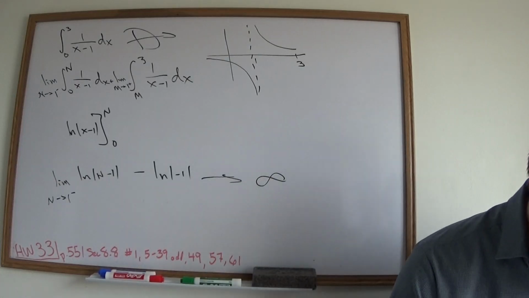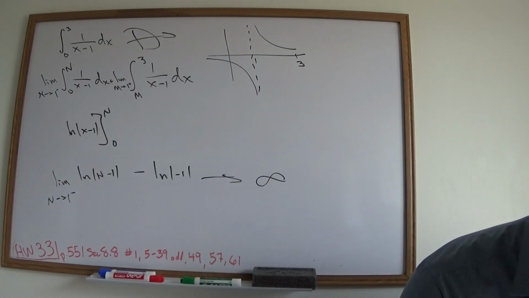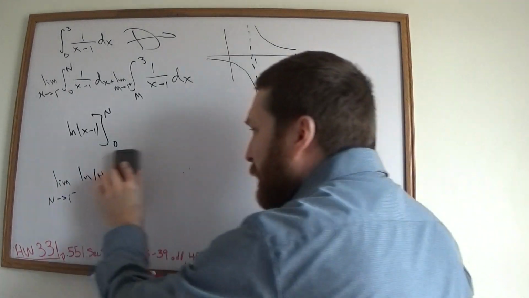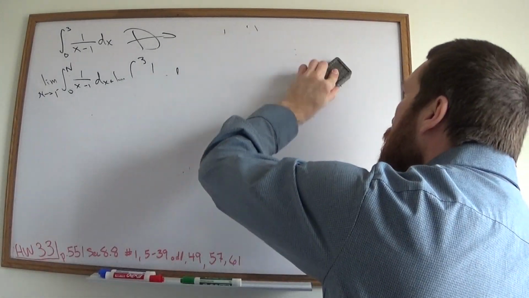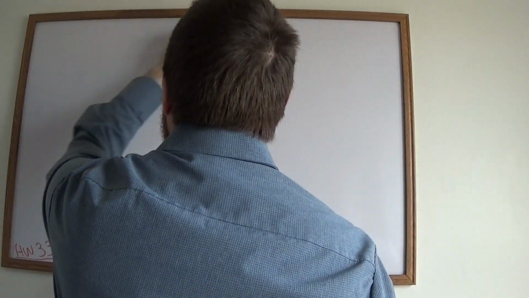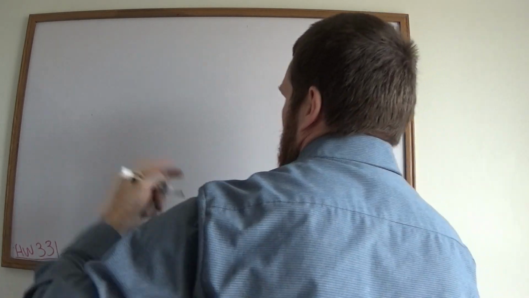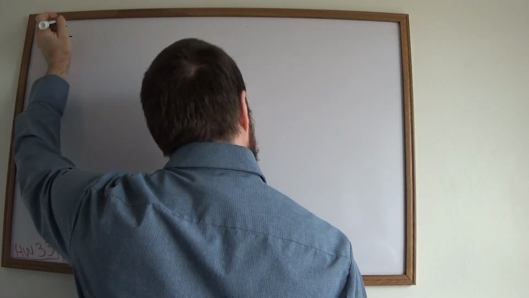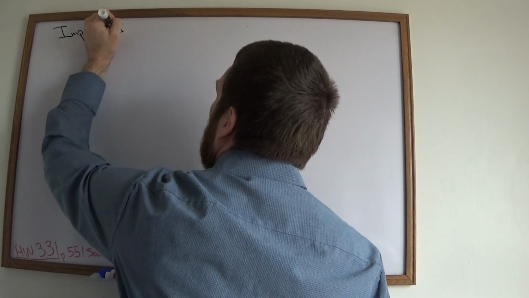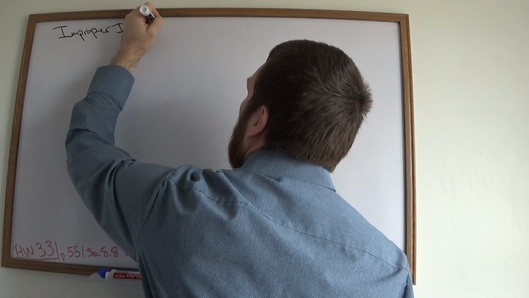Okay. This type of integral is an improper integral of type 2, where you're trying to integrate over a singularity. A singularity is division by 0.